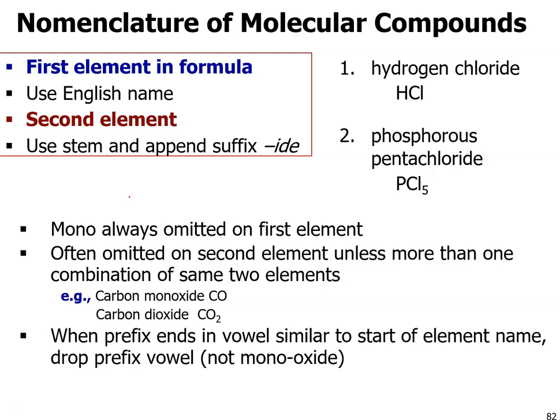Another note: when the prefix ends in a vowel similar to the start of the element name, drop the prefix vowel. So we don't say monooxide, we just say monoxide.